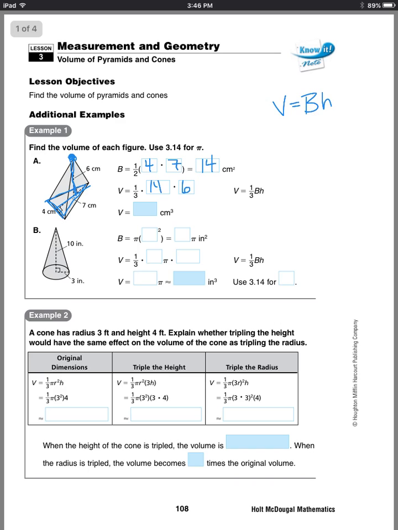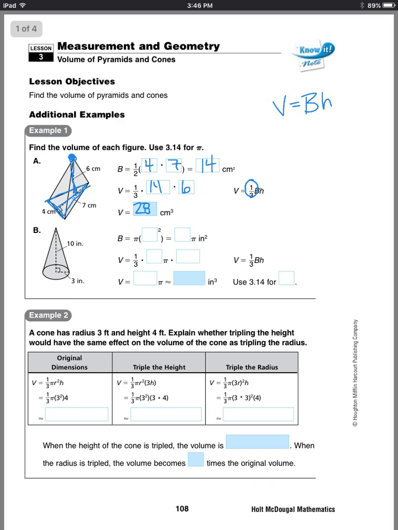Now, a triangular pyramid is 1/3 of a rectangular prism. So, while we're doing base times height, we also have to divide by 3 because it's 1/3 of a rectangular prism, and we get 28. Just like we divide a triangle by 2 because it's half of a rectangle, we divide a pyramid by 3 because it's 1/3 of a rectangular prism.